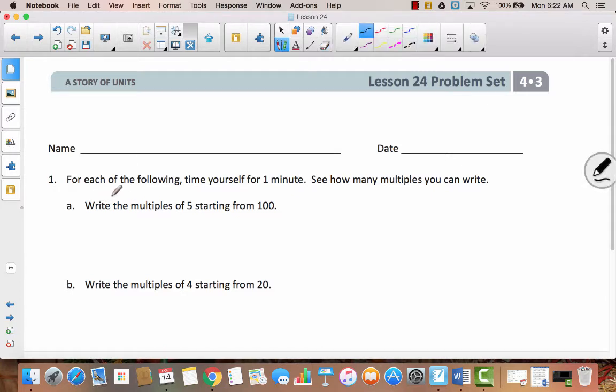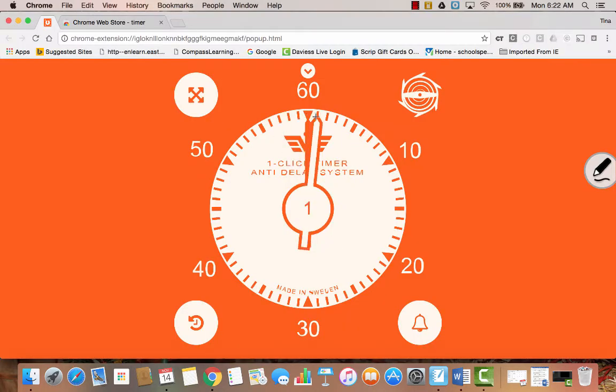So if I say write the multiples of 5, then you would say 5, 10, 15, 20. But notice that this says write the multiples of 5 starting from 100. So you're going to count by 5s starting at 100. So go ahead and write 100 here, but don't write anything else. I'm going to time you for 1 minute, and then I'm going to tell you when to stop. So wait until I say go. Ready, set, go.